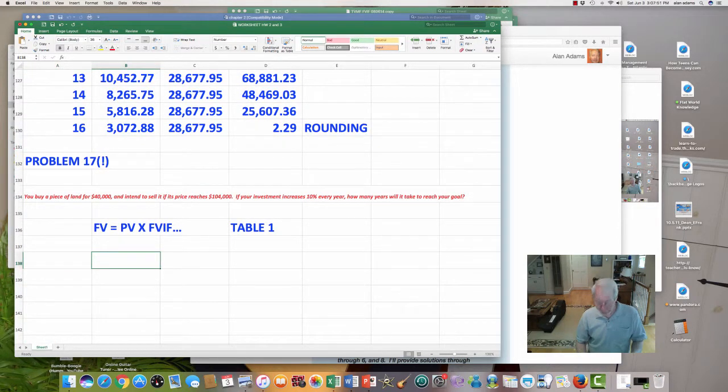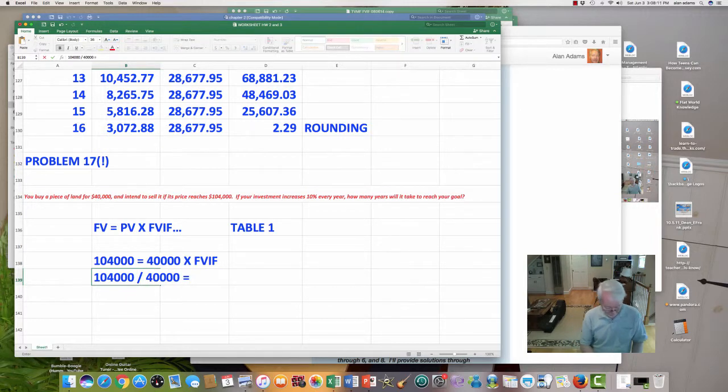We know the future value is going to be 104. We know that the present value is 40,000. And we know that we have to solve in 2 stages. The first is to solve for the FVIF. We divide both sides by 40,000 in order to achieve that and find what our FVIF is. Therefore, the FVIF is going to be equal to 104 divided by 40,000.